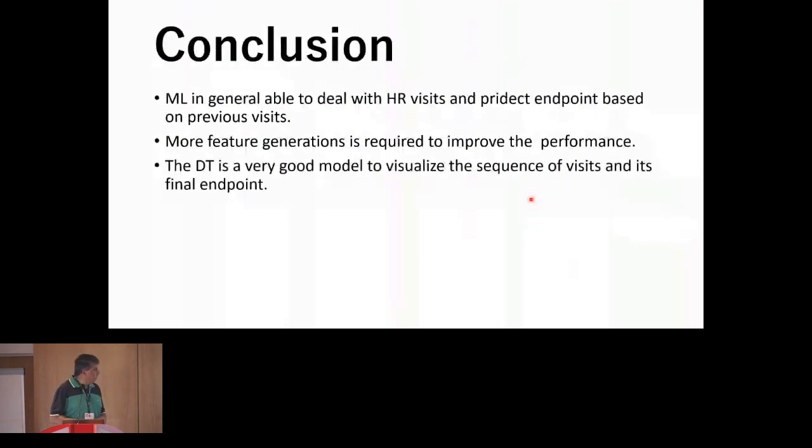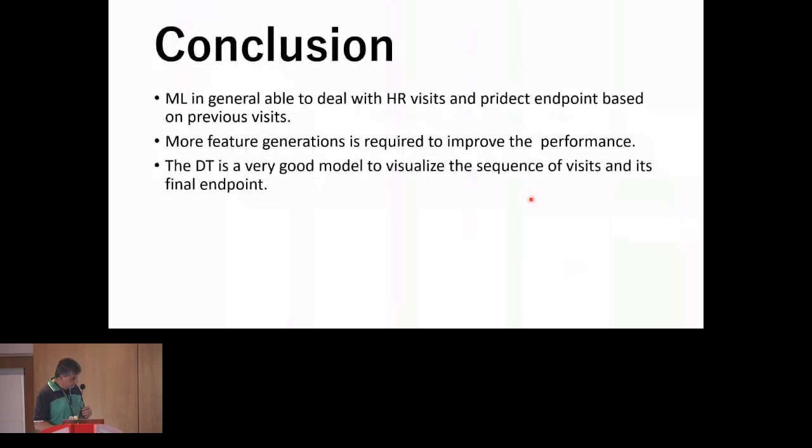So as a conclusion, we can see that we are able to run standard machine learning to predict the endpoint based on previous visits. Maybe we need to think about generating more features. We started to consider the case where one visit has more than one code. We get a huge number of features, maybe 1,000 or even 10,000, which was so hard for us to deal with. Maybe we can think about using deep learning to tackle this kind of big feature set.